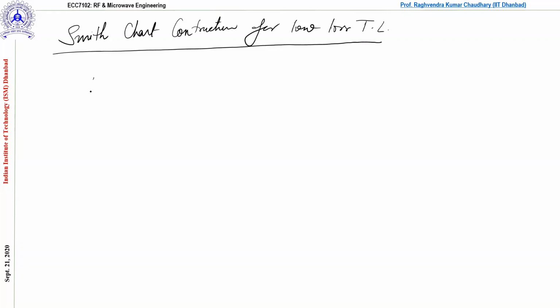As we have very useful information from our previous classes, that (ZL minus R naught) over (ZL plus R naught), fine, is equal to mod of gamma e to the power j theta gamma, fine. Now, this Smith chart comes with normalized values, correct? So we are supposed to normalize, and when we talk about normalization, the best reference point would be the characteristic impedance of the transmission line.